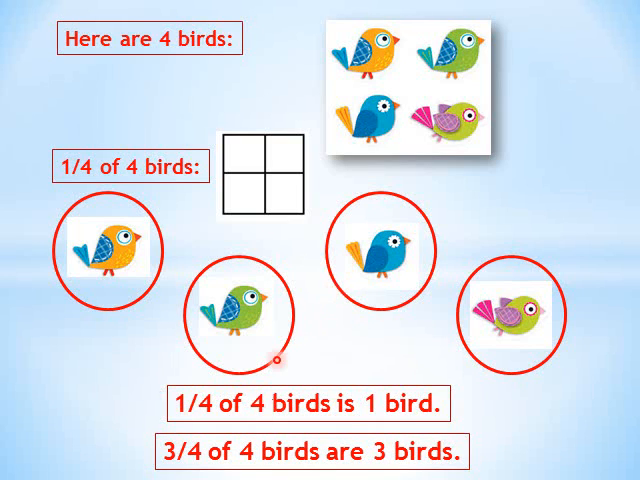Now I want to get 3/4 of these 4 birds. How do I get that? I know that 1/4 is 1 bird, which is the number of birds in one group. Now I want to get 3/4. So I need how many groups? 1, 2, 3. How many birds in these 3 groups? 1, 2, 3. So 3/4 of 4 birds are 3 birds.